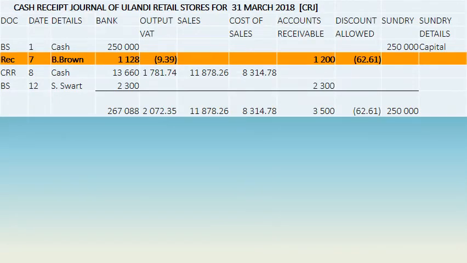In the cash receipt journal, a receipt was issued on the 7th to B. Brown. Under the accounts receivable column, the amount that he was settling was 1,200. And on this settlement, a discount was allowed to him. Note that when you have an entry under the accounts receivable column, you must also disclose the name of the client in the details column so that the entry can be recorded in the correct subsidiary ledger.